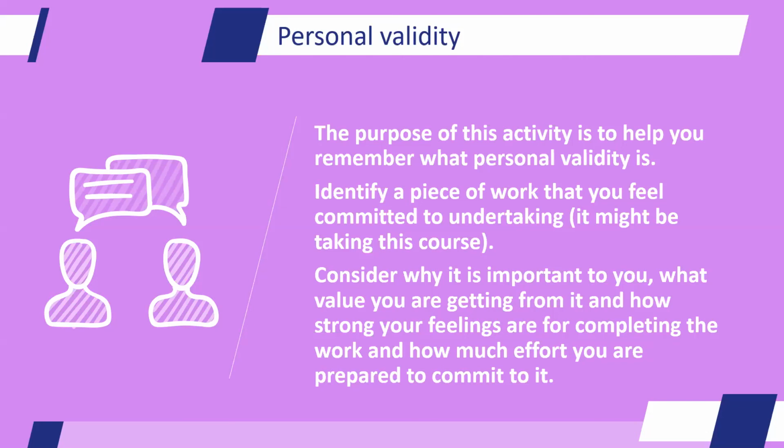Think about how strong your feelings are for completing the work, and then think about the effort you're prepared to commit to it. If you have personal validity, you'll feel that there's a lot of effort you're prepared to make. Alternatively, you might consider something that's really frustrated you, that you've been told to be involved in, but actually that personal validity is missing. You don't feel that it's the right change, and therefore you don't feel that it's a sensible idea, that you don't want to be involved in it. So equally, you could look at these factors from when personal validity is missing as much as when it actually exists.